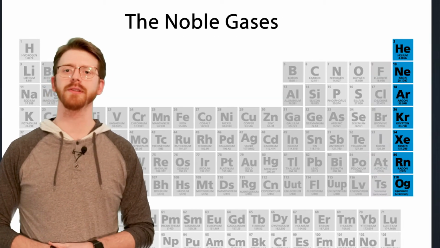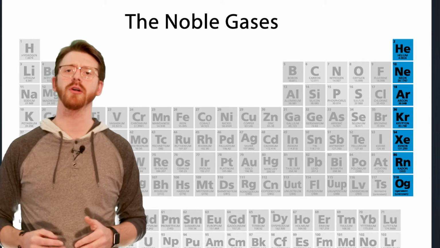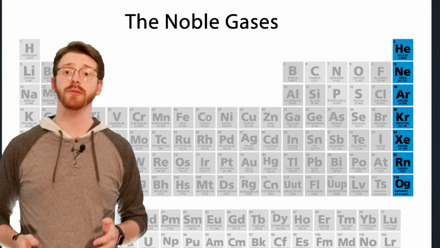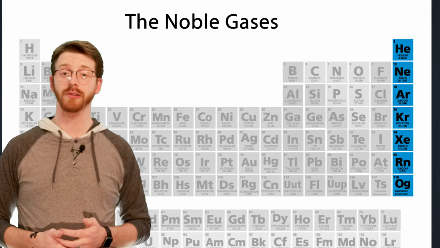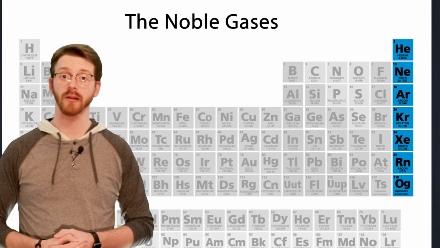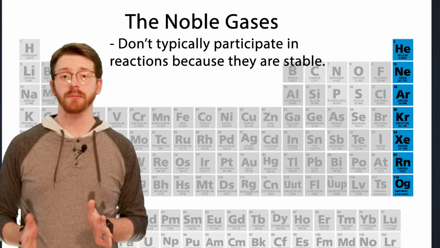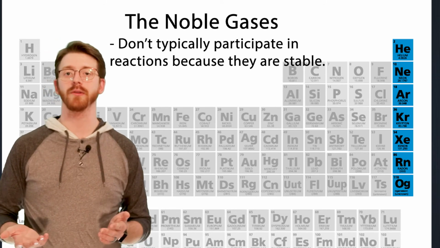The very last family to the far right of the periodic table is known as the noble gases. These elements are stable and exist under normal conditions as monatomic, single atoms. They don't really like to participate in chemical reactions because of their stability.